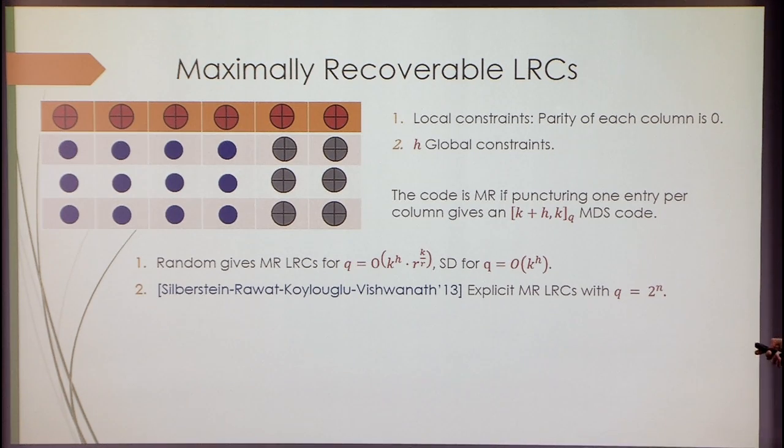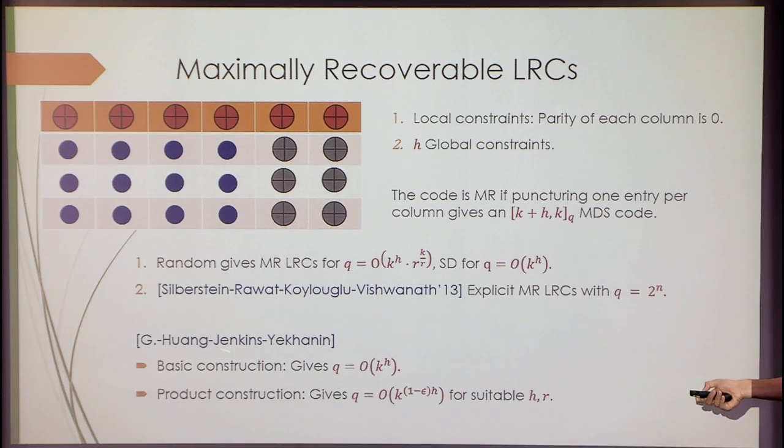What is the lower bound for random? Well, this is at least as hard as constructing one MDS code. So at least k to the h. So what is k and h? k is the number of data symbols, h is the number of global parities. After puncturing, you want a k plus h, k MDS code.